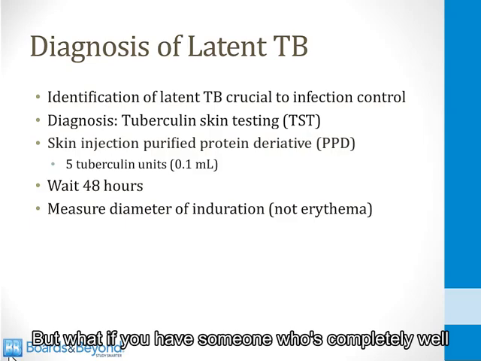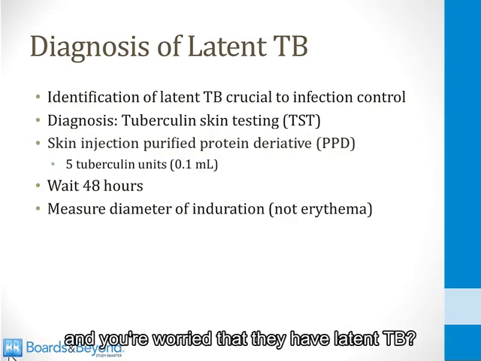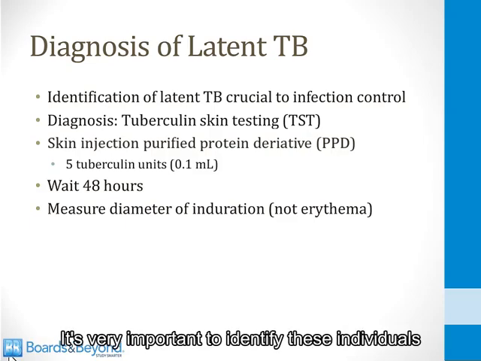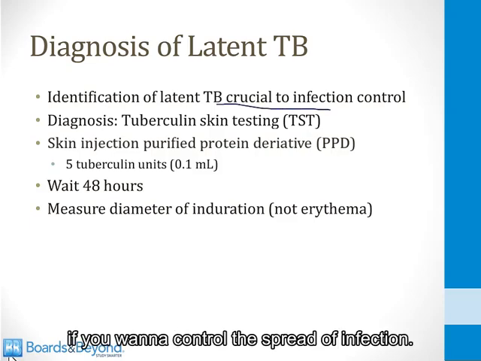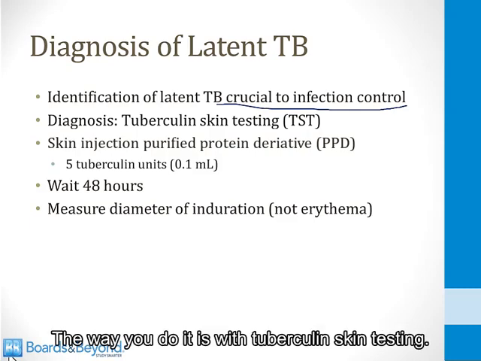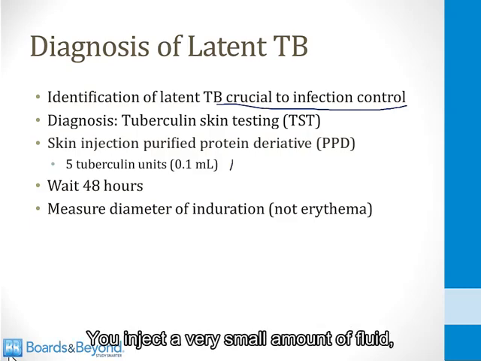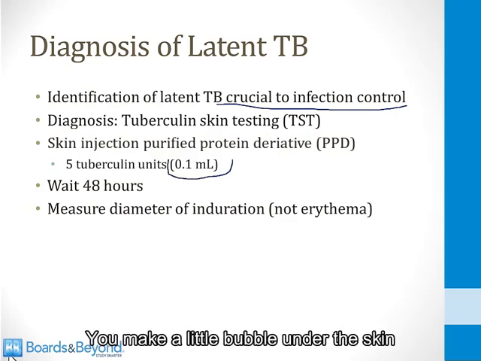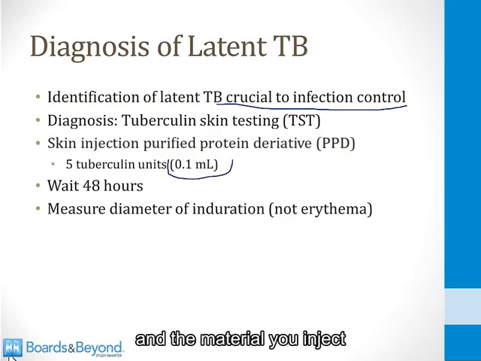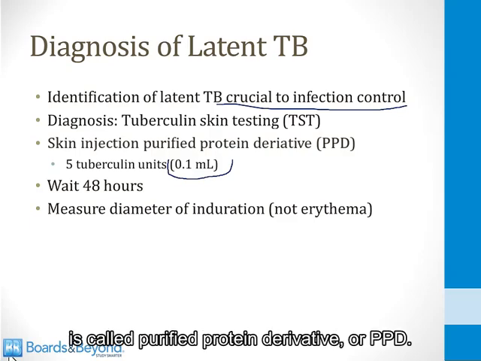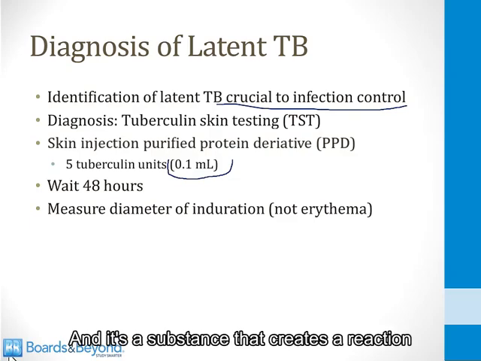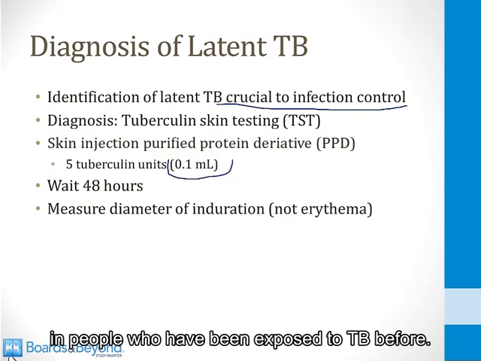But what if you have someone who's completely well and you're worried that they have latent TB? It's very important to identify these individuals if you want to control the spread of infection. And the way you do it is with tuberculin skin testing. So you inject a very small amount of fluid, just about 1/10 of a milliliter. You make a little bubble under the skin. And the material you inject is called purified protein derivative, or PPD. And it's a substance that creates a reaction in people who have been exposed to TB before.